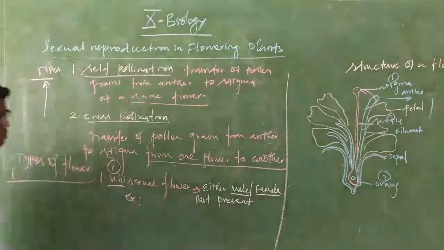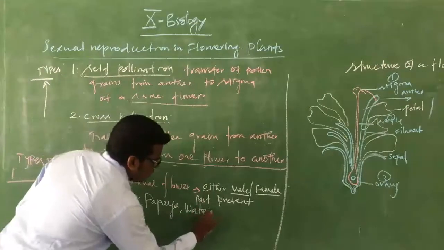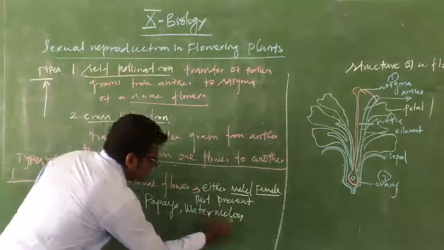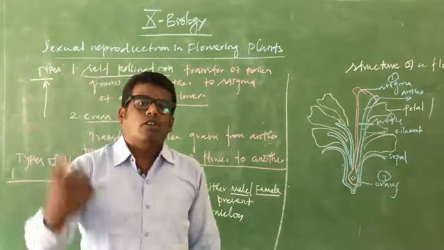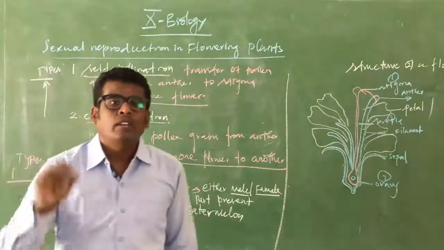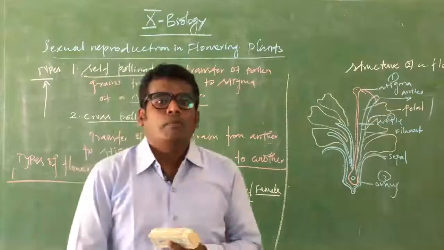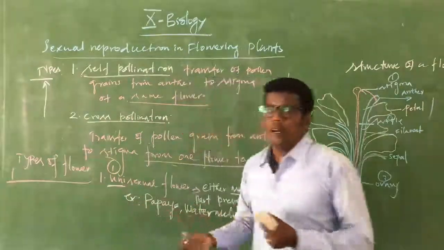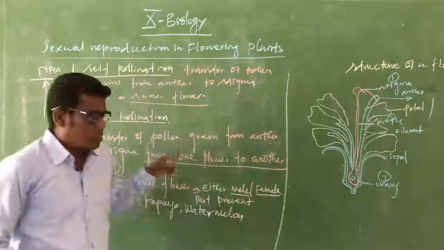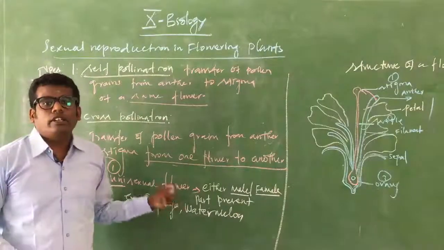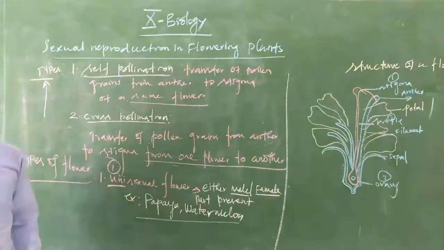Examples for the unisexual flower: papaya and watermelon. You may know various examples for the unisexual flower, but don't write examples other than those given in the textbook. When they set the answer key for the public exam correction, only the textbook examples are available in the answer key. Your answer may be correct, but that example may not be in the answer key. So maximum, follow the book examples.